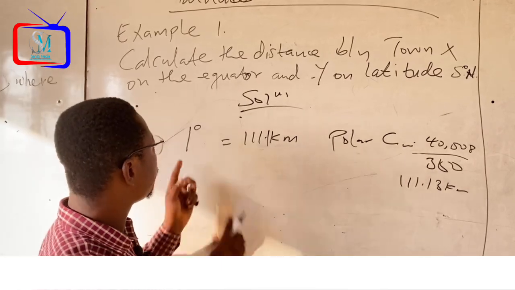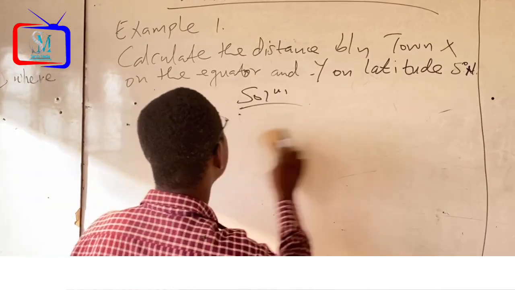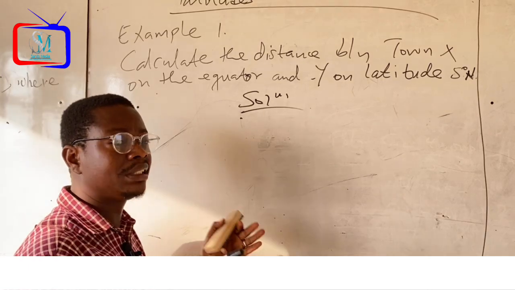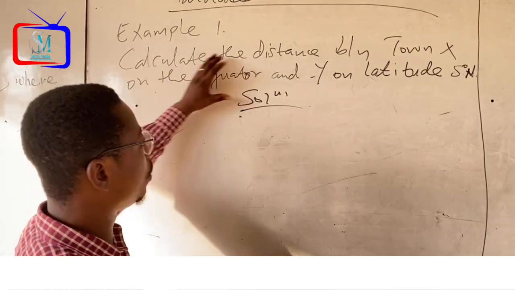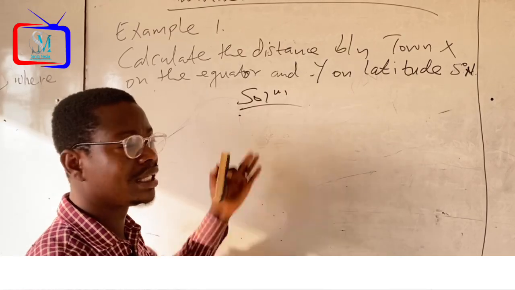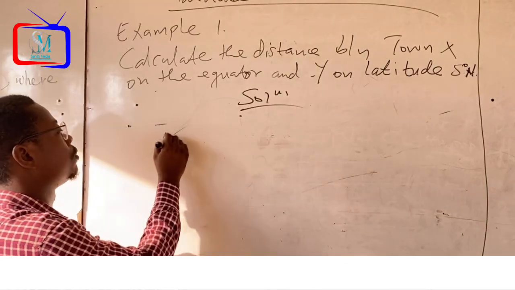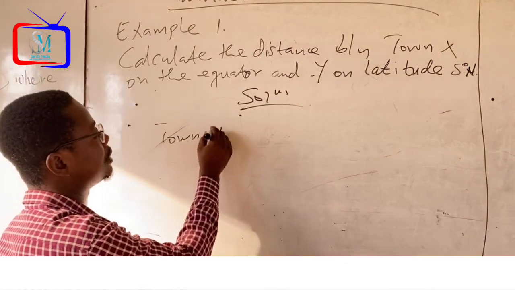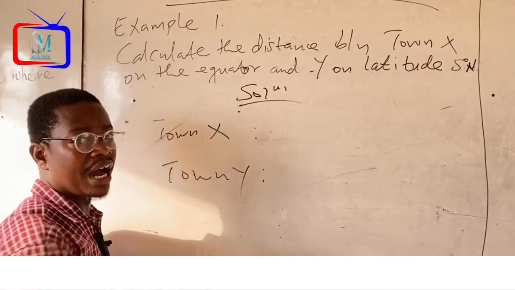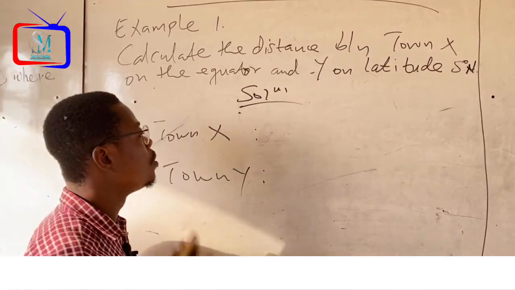So with regard to this question that we have on the board, the rule says that you must first locate the two places involved in the question. So with regard to this question, we have town X and town Y.